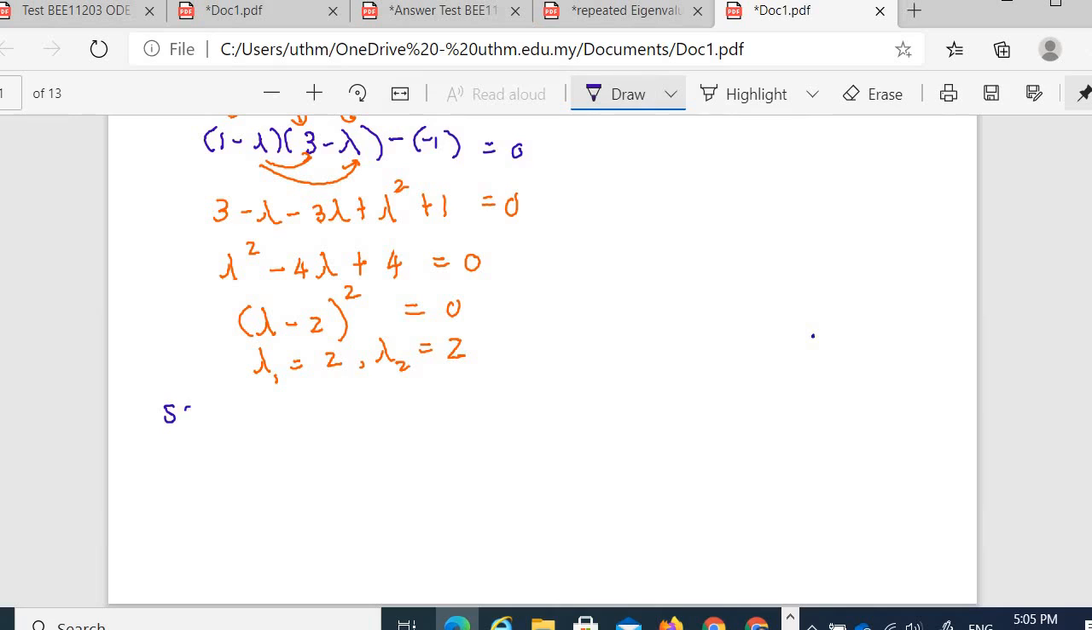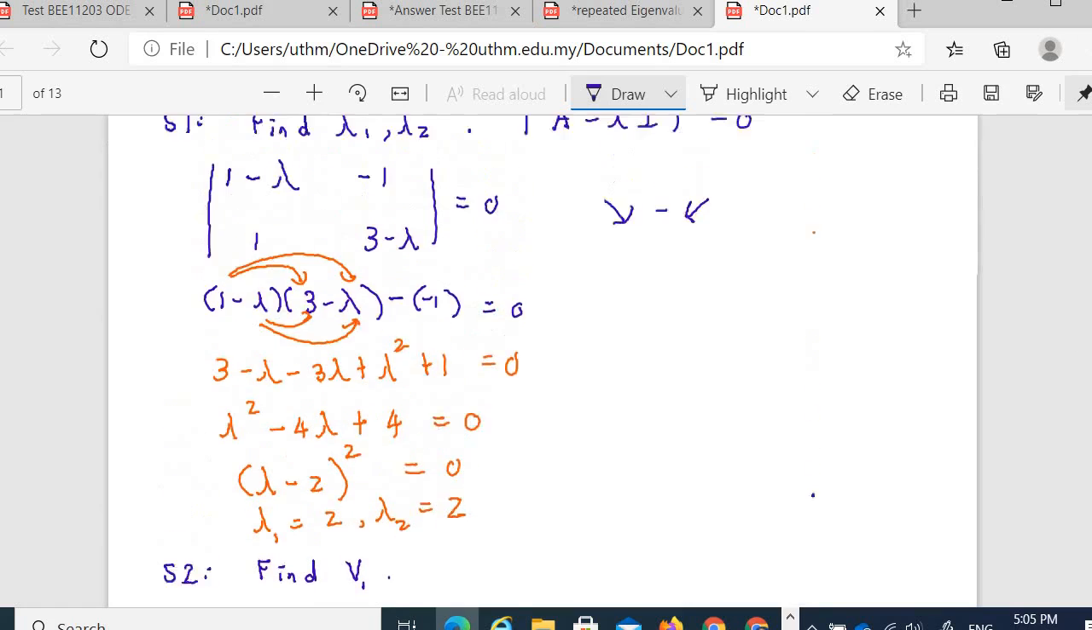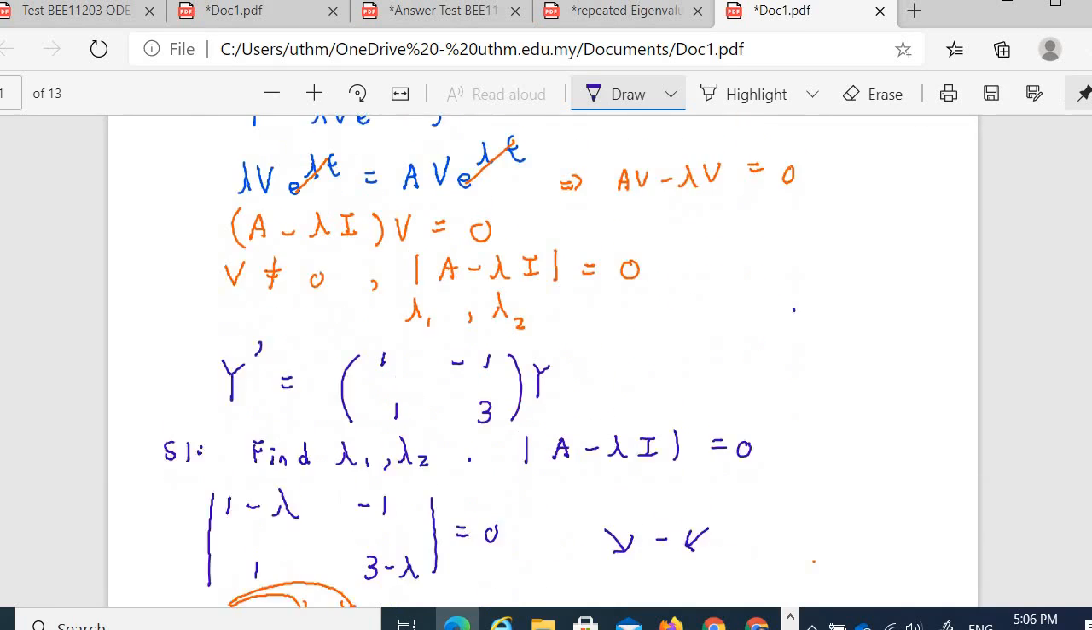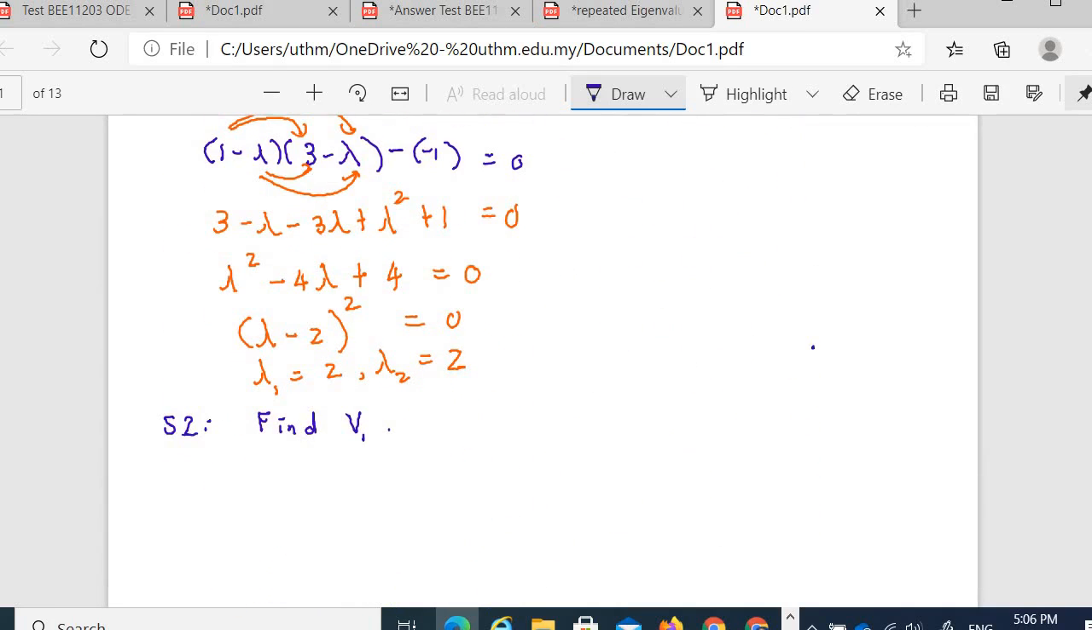Now step 2, find the first eigenvector, find V1. Okay, how to find V1? Remember in the beginning, to find V1, substitute back the lambda 1 that you obtained into the homogeneous system, A minus lambda I, V. When you replace lambda by lambda 1, this will be V1. So by solving A minus lambda 1 I V1 equal to 0.